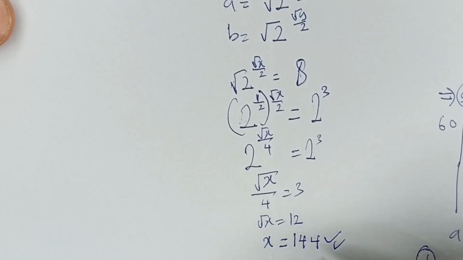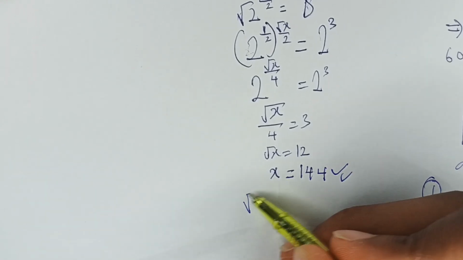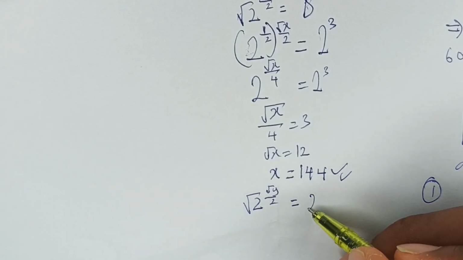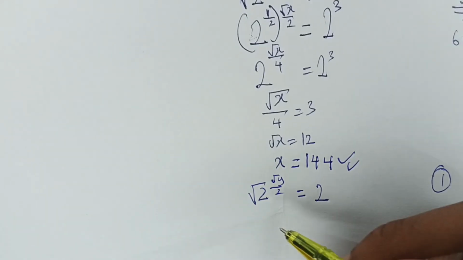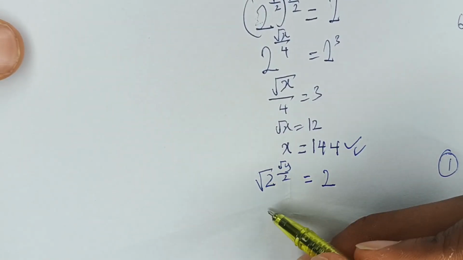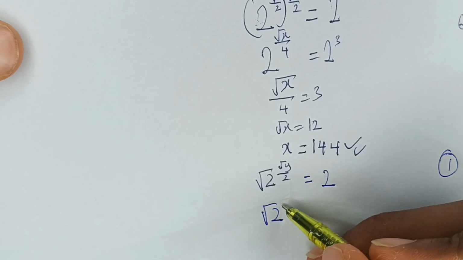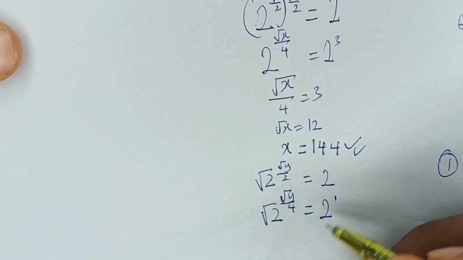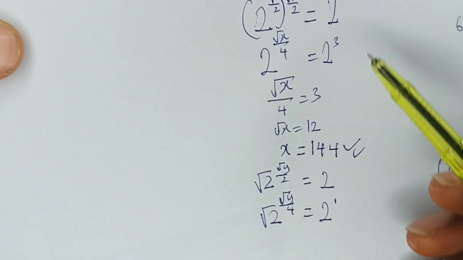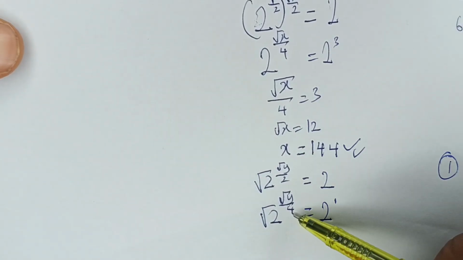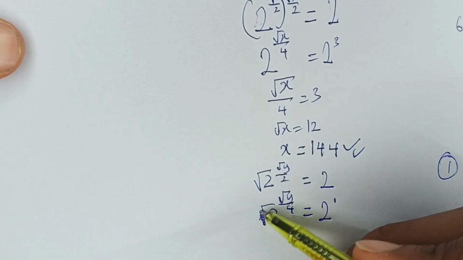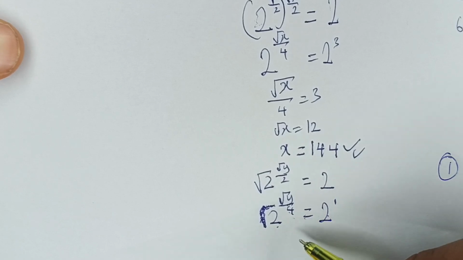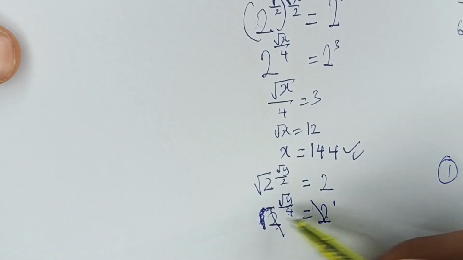144. Alright, now for y, we have that root of 2 raised to power root of y over 2 is equal to 2. Alright, now moving on, we can also do the same thing we did here. So it means that root of 2 raised to power root of y over 2 is equal to 2 raised to power 1. Now remember what we did initially when we were solving for x, we just changed this into over 4 already. So we have 2 raised to power root of y over 4 is equal to 2 raised to power 1. Okay, now the bases are the same, we can equate the powers.